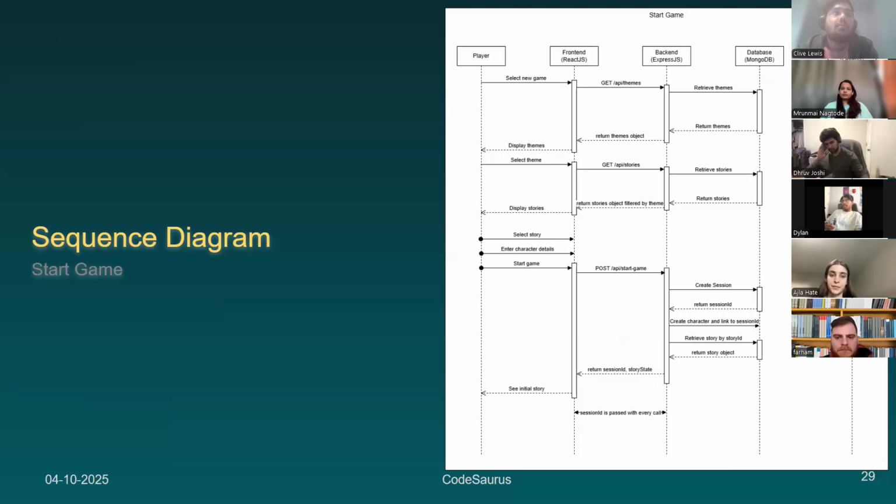Once we have the session ID, we can link the character created to the session ID while creating the character, as shown in the AI diagram. And then finally, we fetch the story by story ID, only because we need to display the first initial prompt to the user, like the starting state of the story. That is taken from the database to the backend and then propagated to the front end along with the session ID. Here, the front end saves the session ID on the browser for replayability. Next slide.